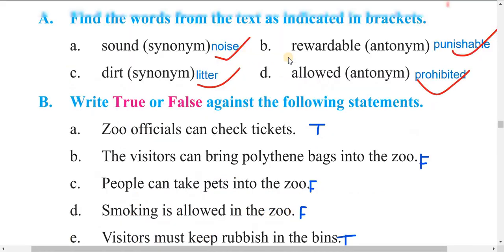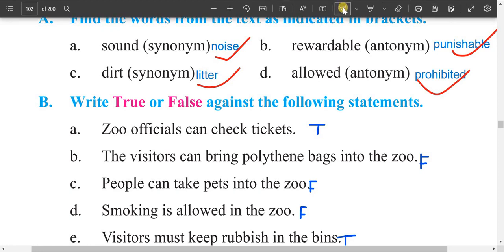Now, dear students, next exercise. This is true and false. You see here. Zoo officials can check tickets. This is true. Visitors can bring polythene bags into the zoo. This is false. And C, people can take pets into the zoo. This is also false. Smoking is allowed in the zoo. This is also false. And E, visitors must keep rubbish in the bins.